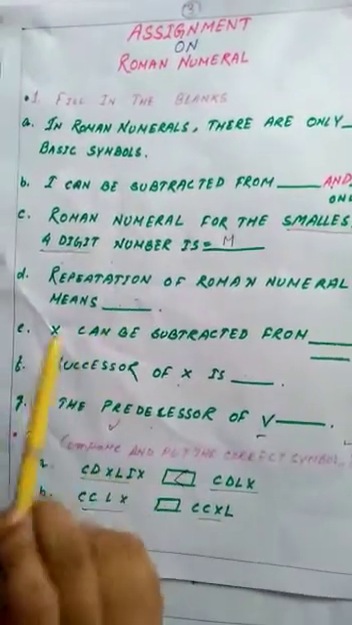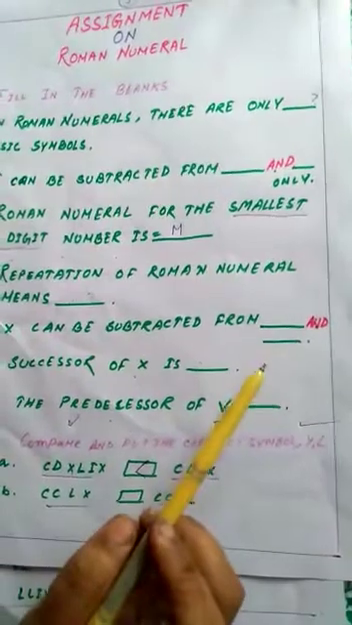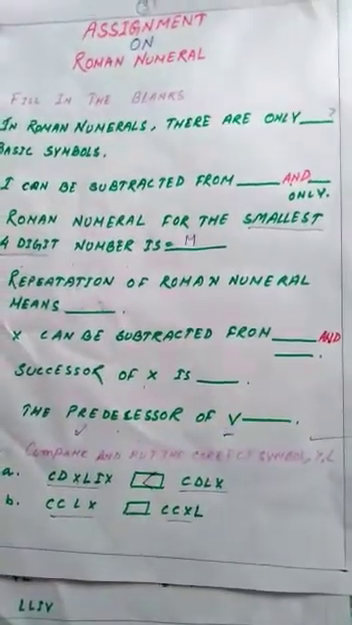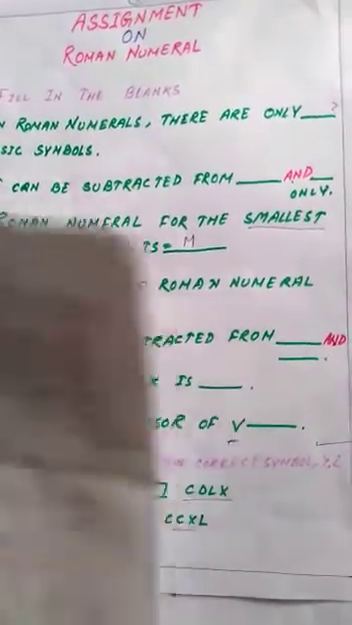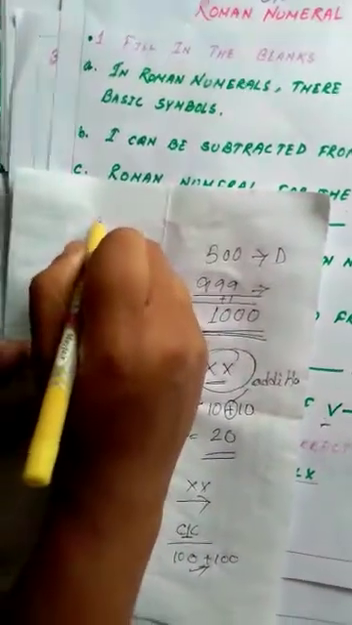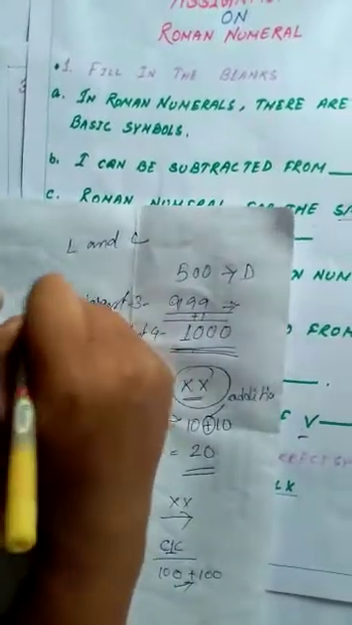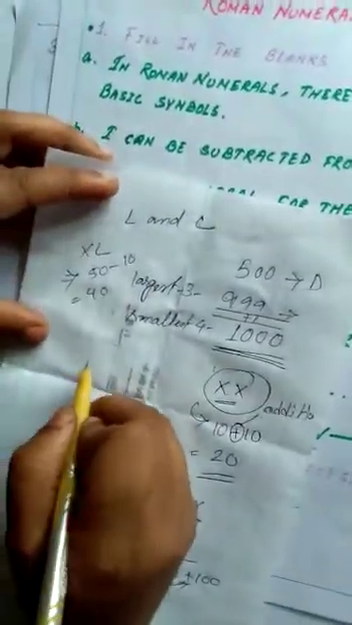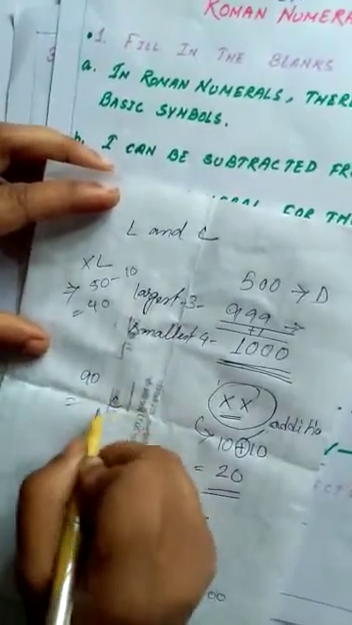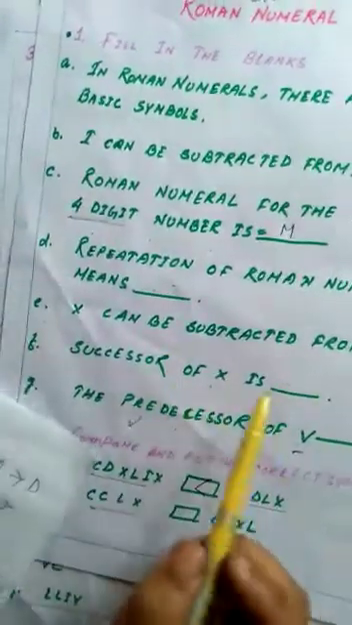Alright, students. Now E is: X can be subtracted from which 2 numerals? Where can X be subtracted? X can be subtracted only from L and C. See, if you write XL, that means from L, 50 minus 10, that means 40. And suppose 90, how will you write it? 90, that means from C you have to subtract the 10. So it is only L and C.